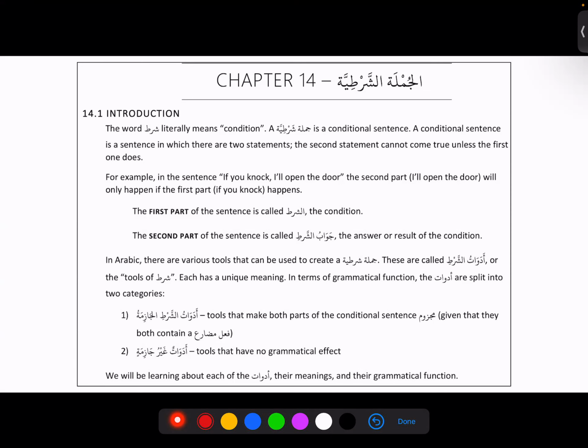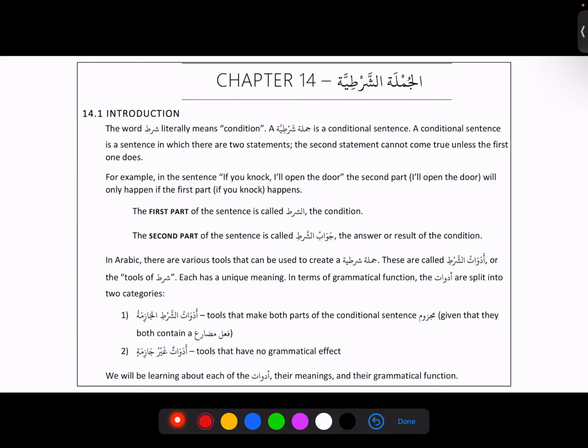So the word shart literally means condition. A jumla shartiya is a conditional sentence. A conditional sentence is a sentence in which there are two statements. The second statement cannot come true unless the first one does, right? So the first one needs to be there in order for the second statement to come true.